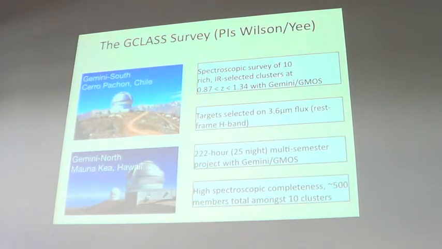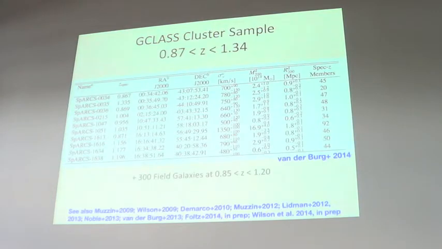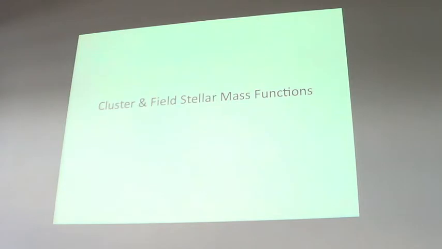We've got 10 clusters that are between redshift 0.87 and redshift 1.34. And after a lot of work, we ended up with about 500 members total amongst the 10 clusters. This is a lot for redshift 1. So this is our sample. And we'll start off with stellar mass functions. We'll talk about the satellites first.